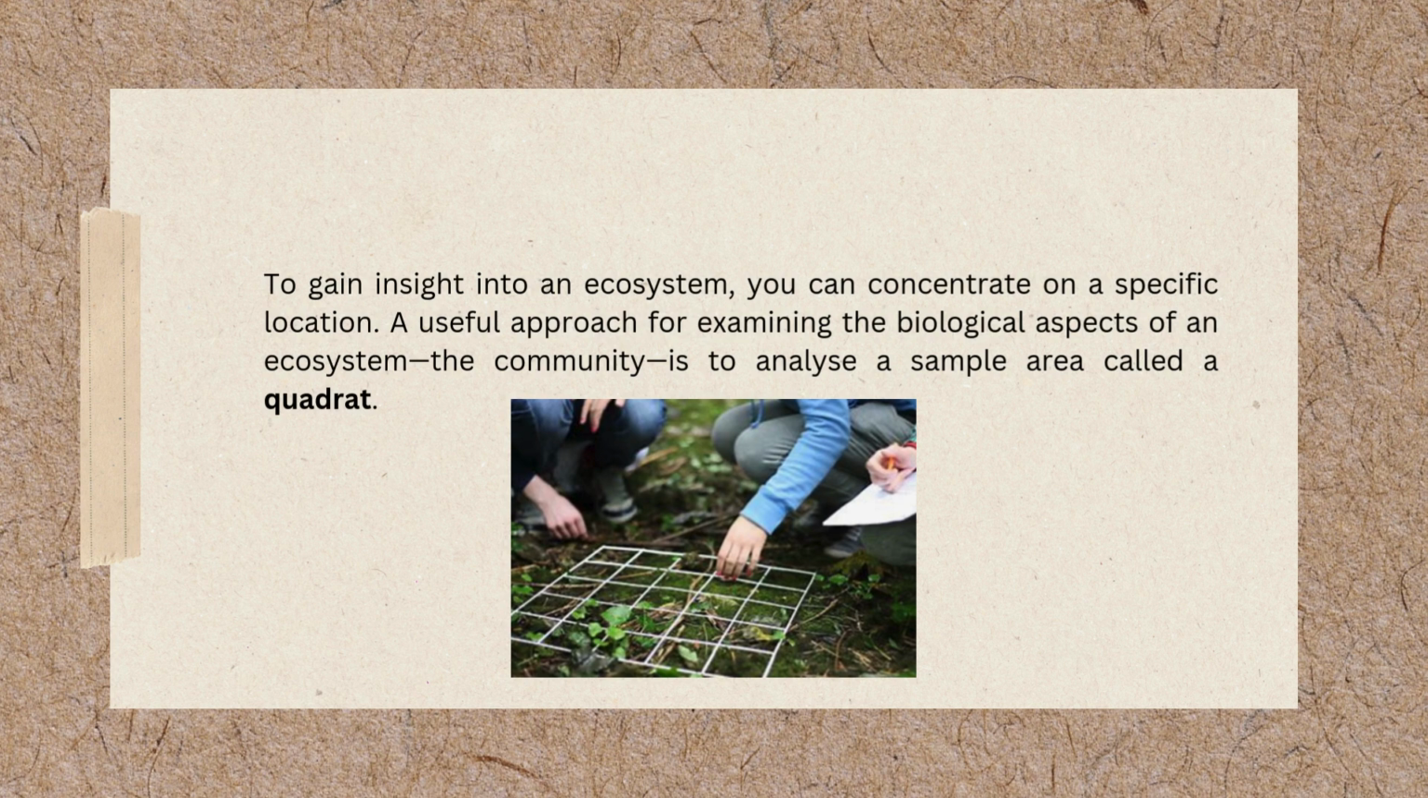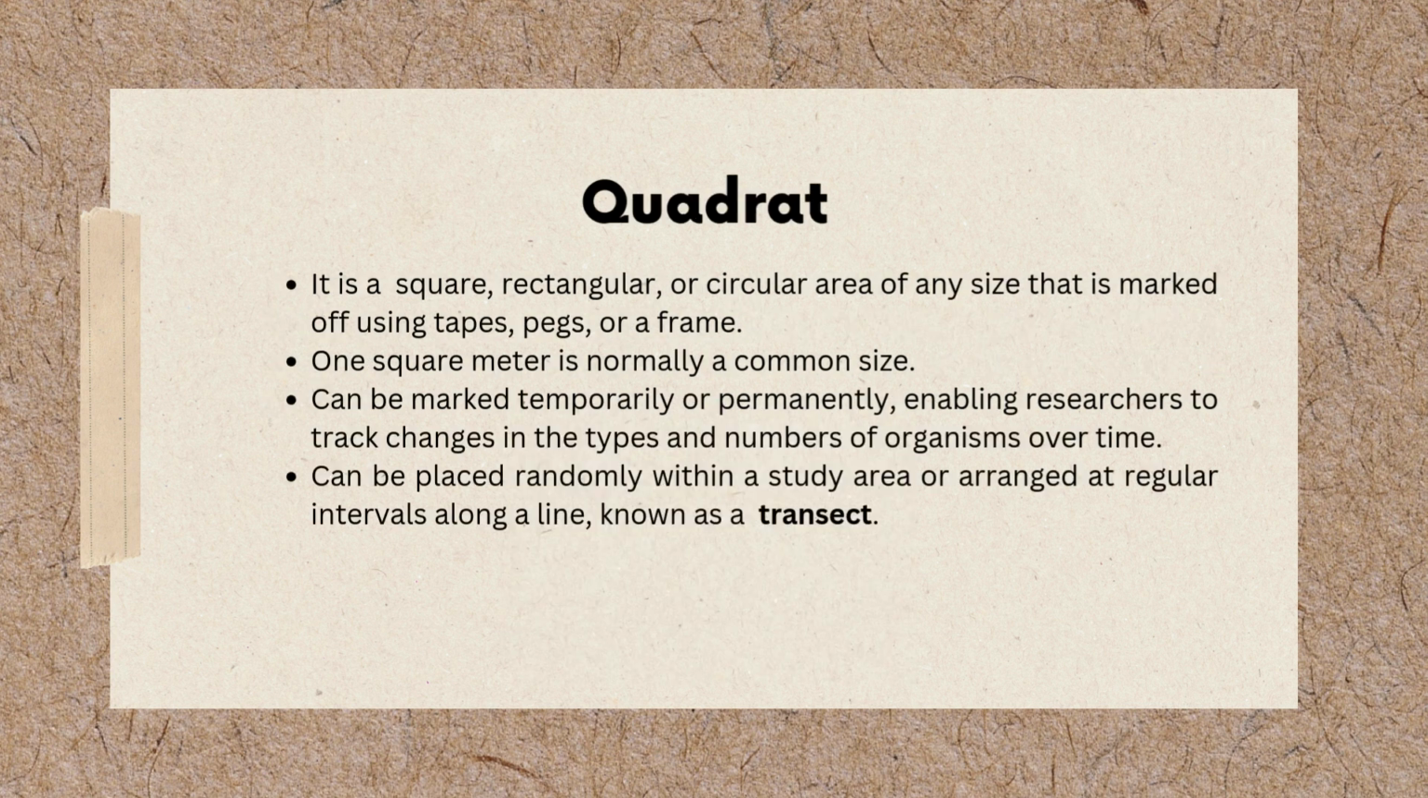A useful approach for examining the biological aspects of an ecosystem, the community, is to analyze a sample area called a quadrat. A quadrat is a square, rectangular, or circular area of any size that is marked off using tapes, pegs, or a frame. In studies of tidal rock platforms, grasslands, or gardens, a common size is typically 1 square meter. Within a quadrat, scientists can document which species are present and their abundance.